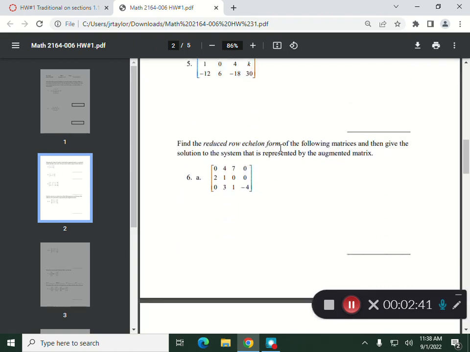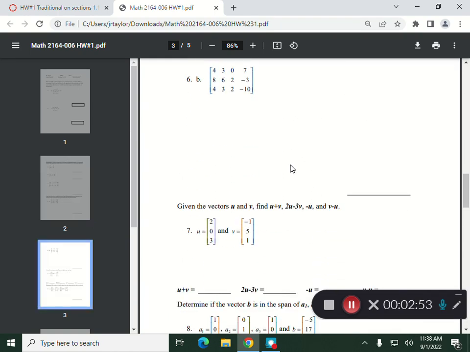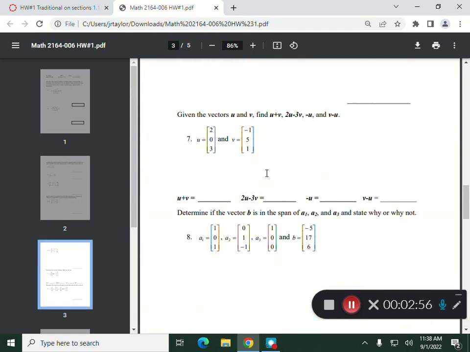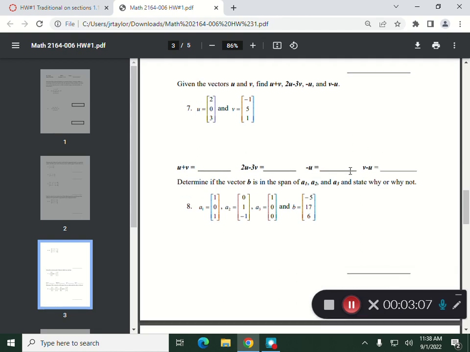All right, so this one, I wanted you to take this and find the reduced echelon form. Show me your work. It's not just about, I got a calculator to do the problem. I want you to show me the work to actually get this reduced echelon form. There's 6A and 6B there. This right here, we're doing vectors, and so I want you to take these 2 vectors and add them, take 2 times the first one plus minus 3 times the second one, a negative u vector, and what is the v minus u vector going to look like?